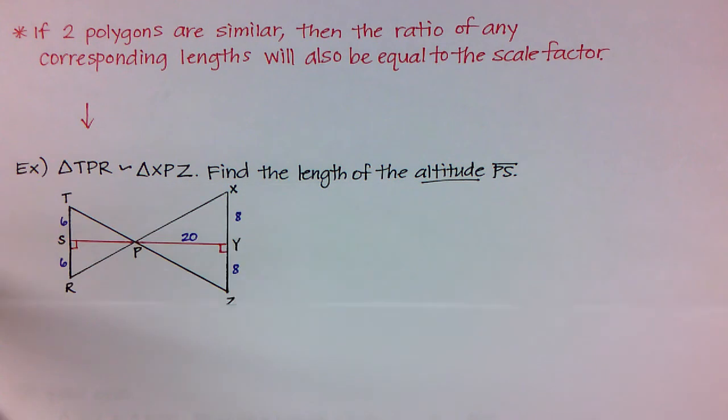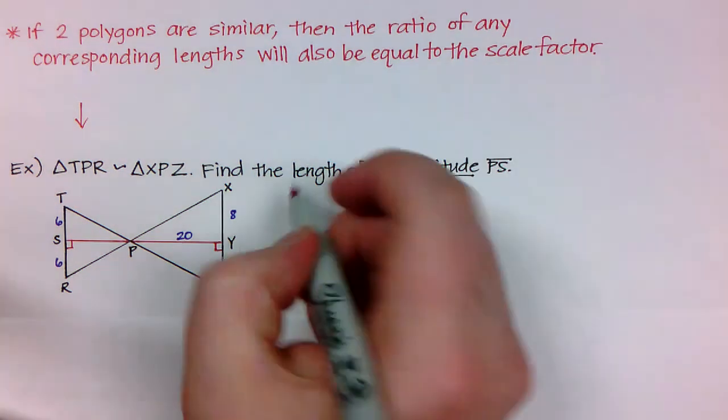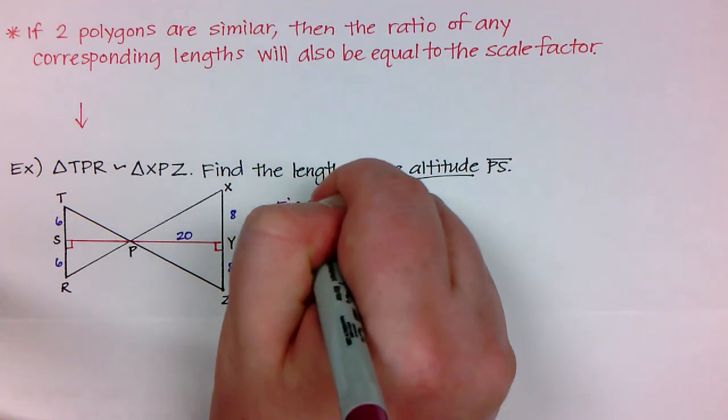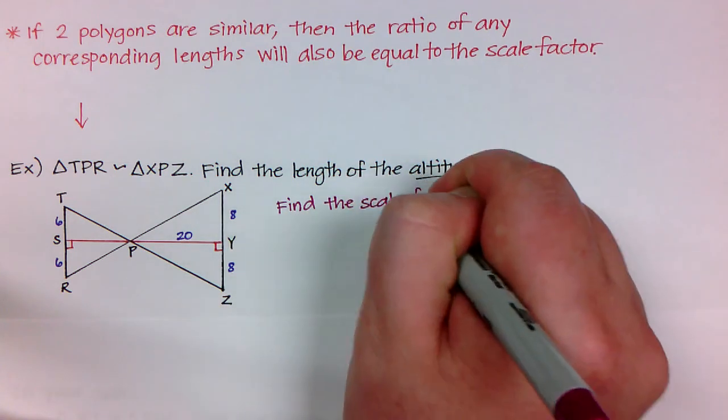So let me show you what this diagram looks like. Okay, it kind of looks like a bow tie in a way. And we're wanting to find the altitude. So this actually is not that tricky. What we need to find is the scale factor. So let's do that first. So find the scale factor.